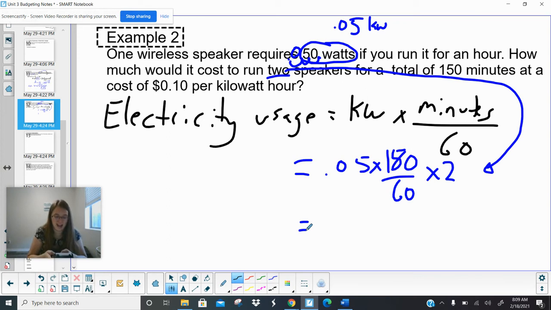So again, I'm going to go ahead and multiply by 2 right now. I could have done it later. You should have gotten 0.75. So careful here, do not put a dollar sign on this. None of this stuff is money. Kilowatts, minutes, that's not money. This is called kilowatt hours now. So this is actually how much electricity we used.